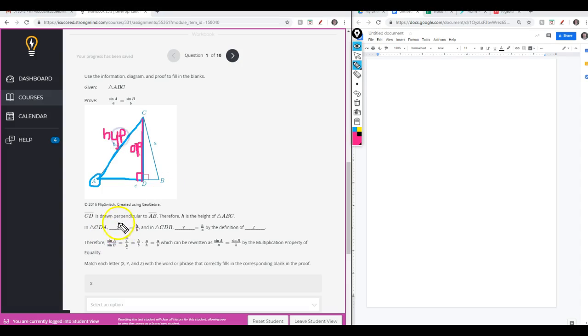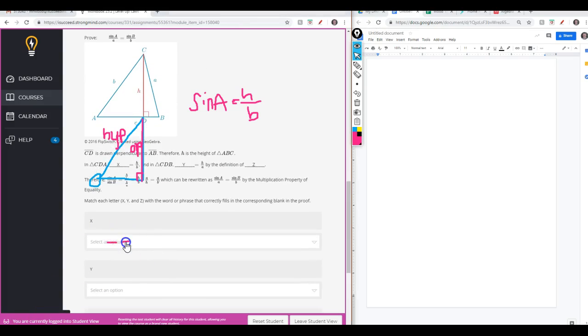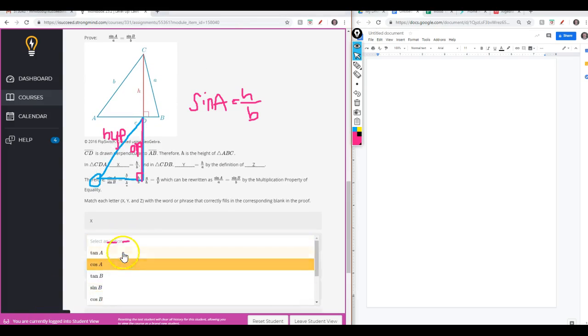And again, using that context clue from here to here, sine of our angle, sine of angle A, would equal the opposite side length, which would be H, divided by the hypotenuse, which would be little b. So it is sine of A. So X is our sine of A.